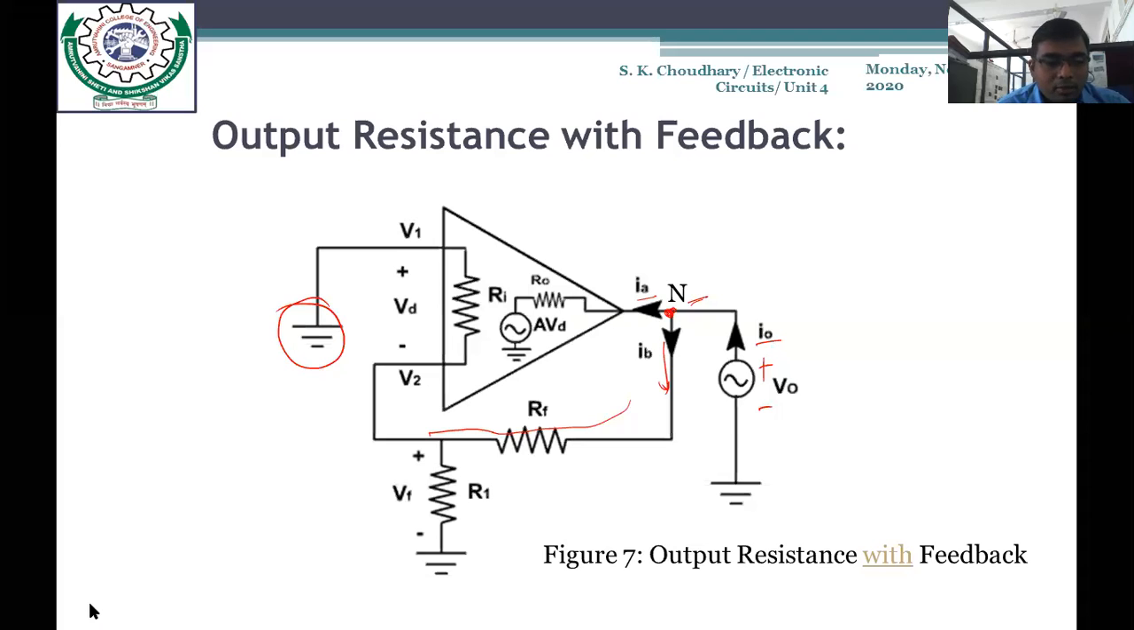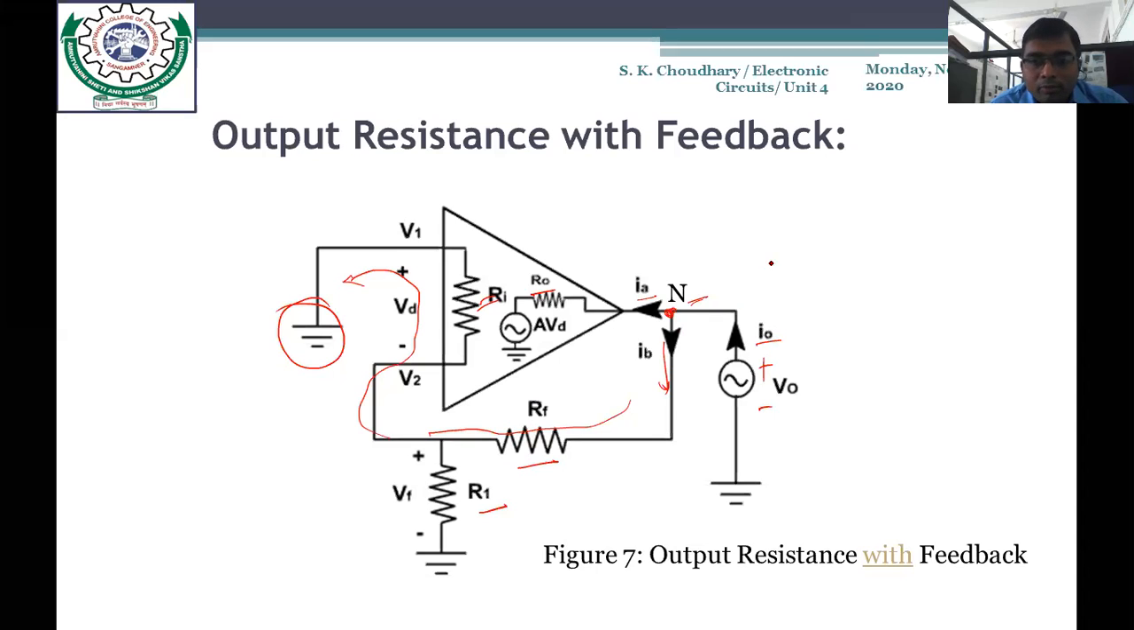See, in this particular circuitry, there are two branches of the current. One is into the amplifier, that is IA, flowing into R naught. Another is IB, flowing through RF, R1, and through this network up to RI. So we have to look from the output end to the input side, not from the input side to the output side.